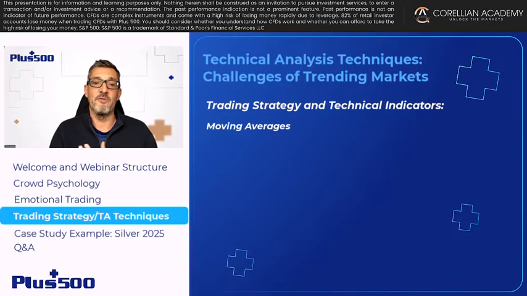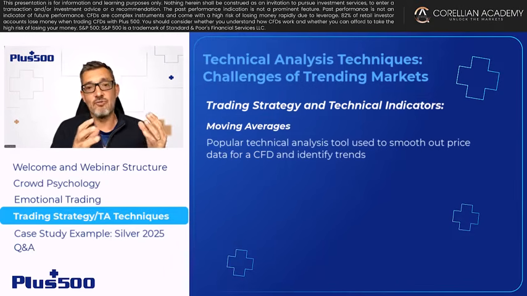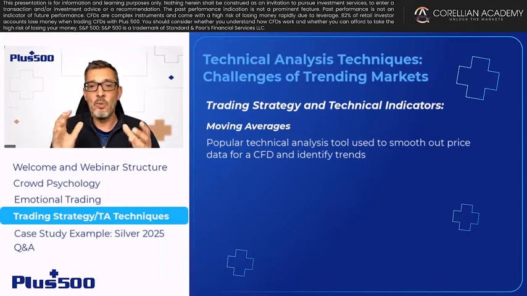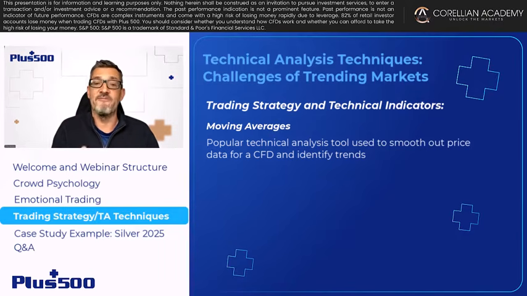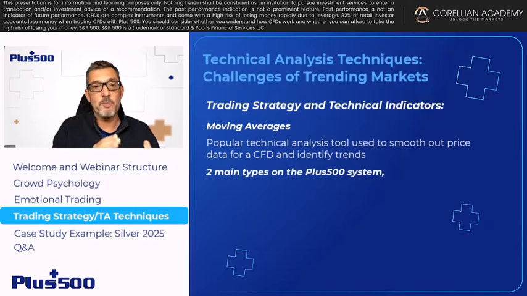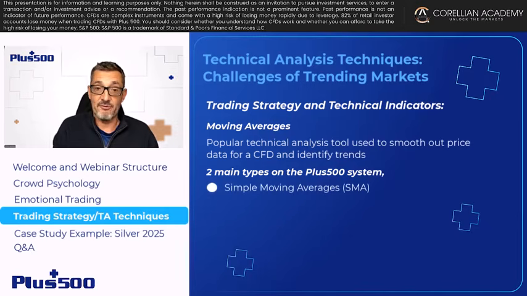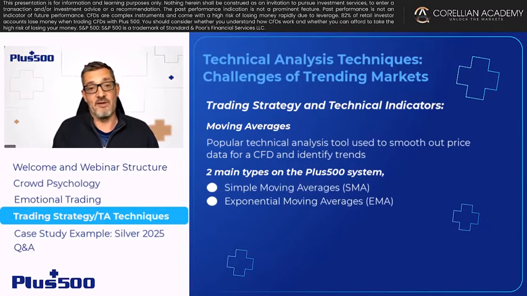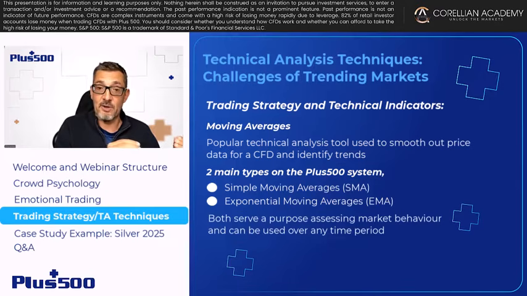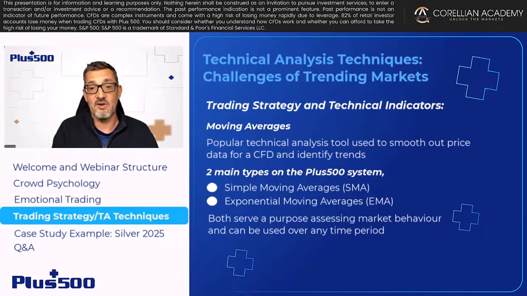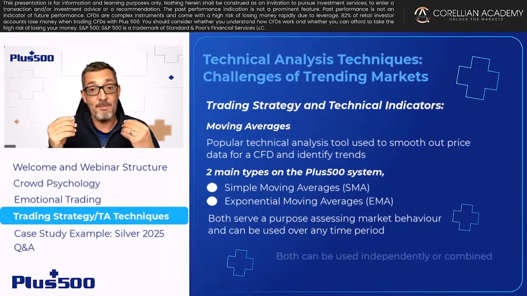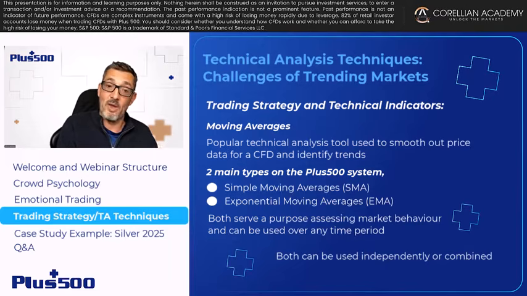So if I start with moving averages first. These are a relatively basic but popular tool within technical analysis, and they help traders smooth out price data, identify trends, and hopefully help to make more informed decisions. There are two primary types available to use on the Plus500 system. These are simple moving averages and exponential moving averages. Both serve a distinct purpose in assessing market behavior, and both can be used to assess any time period that you choose, and they can be used independently or they can be combined.